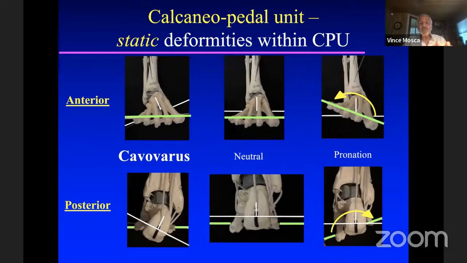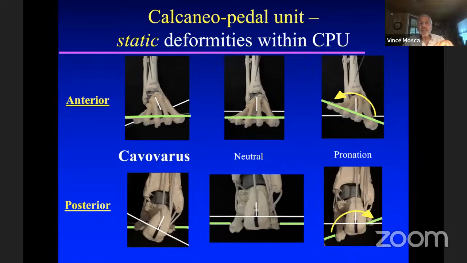So this is a beautiful thing: the foot wants to have a tripod. It wants to have pressure on the first and fifth metatarsal heads and on the underside of the calcaneus. How it does that is a creative thing on its own part.